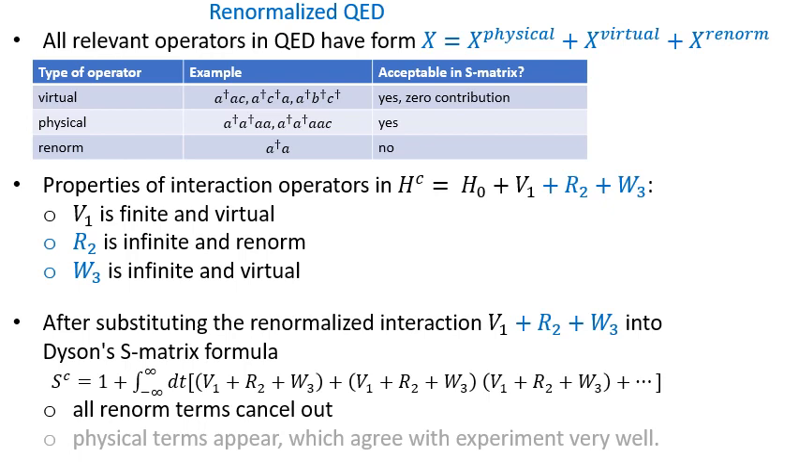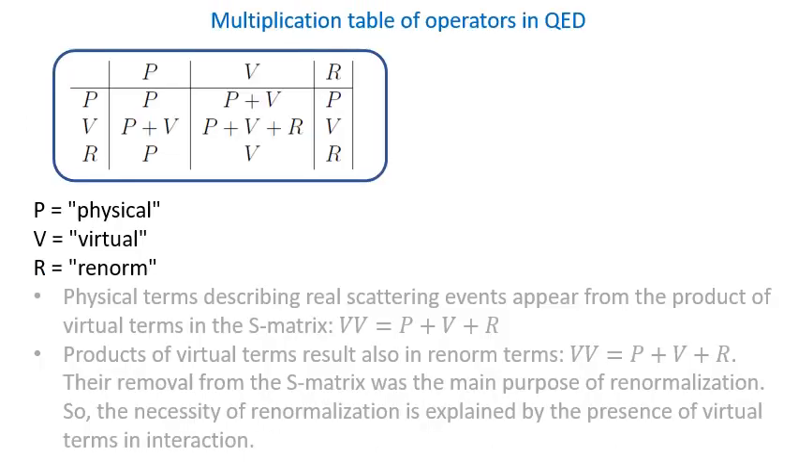The magic of renormalization is that after substituting this interaction into Dyson's formula for the S matrix, we find out that all renorm terms cancel out, and that physical terms appear which agree with experiment very well. It is interesting that the original interaction did not have physical terms at all. They appear in the S-matrix as a result of products of virtual terms.